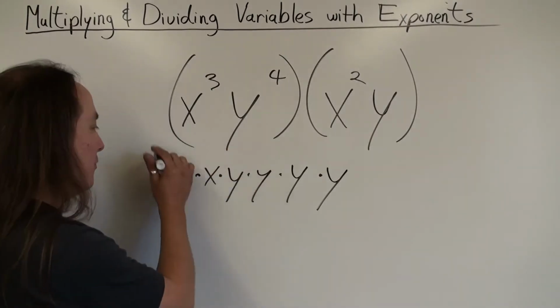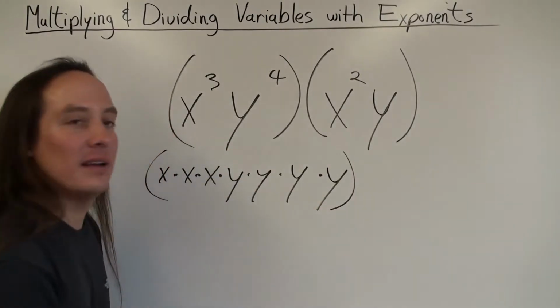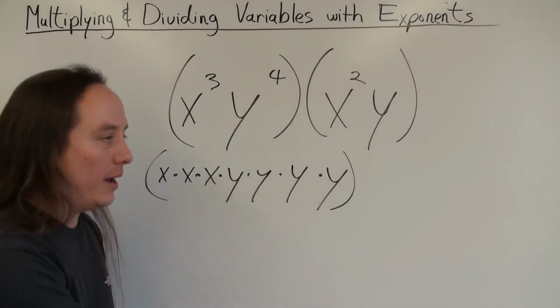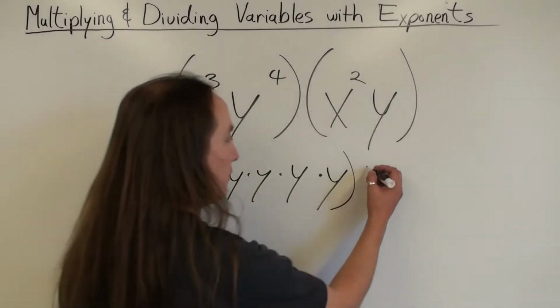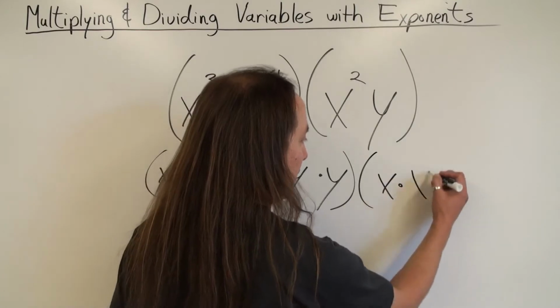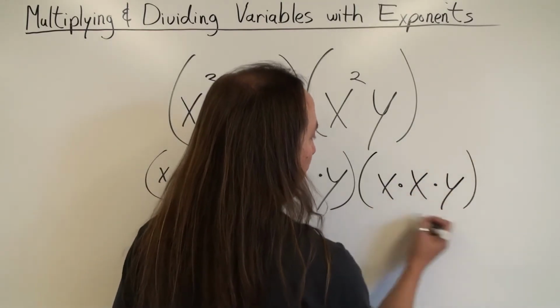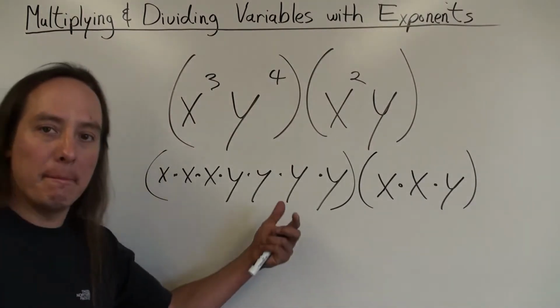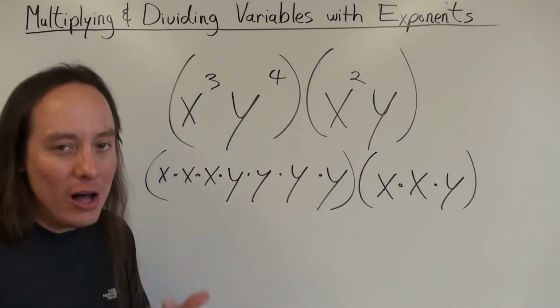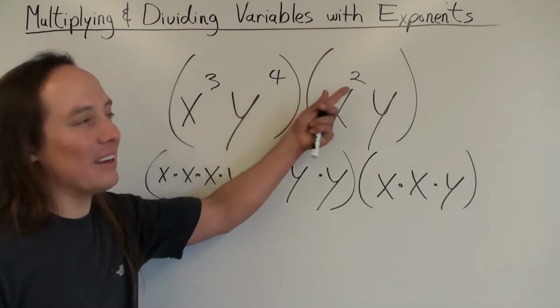That's the first parentheses, right? 3 of the x's, 4 of the y's. Now, on this other one, I have 2 x's and 1 y. So I'll just do that. 2 x's and 1 y. Now, when I multiply all this together, all I really have to do is add the exponents.